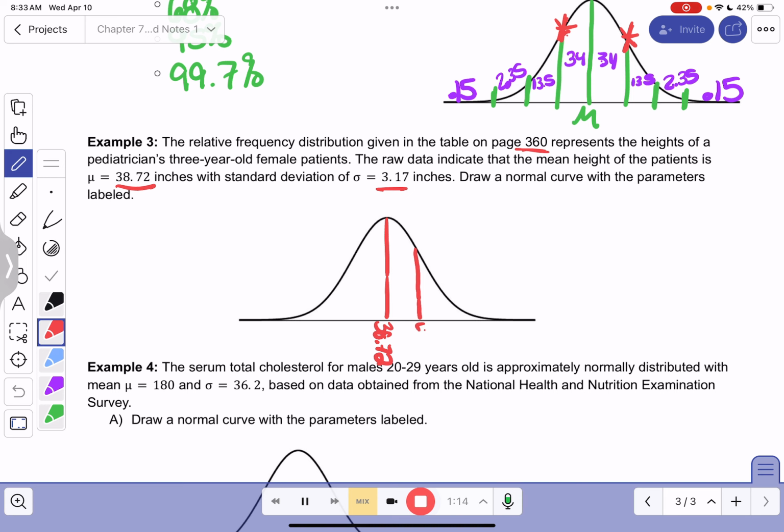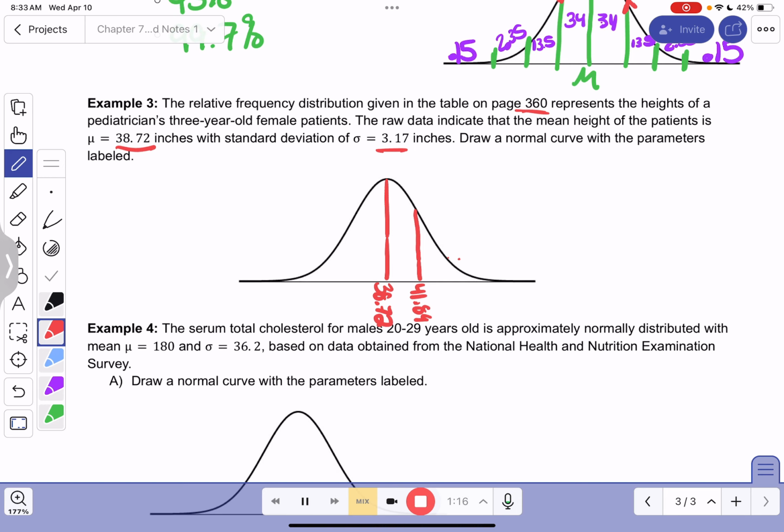So this becomes 41.89. This becomes 45.06. And this becomes 48.23. Then every time we go down, we subtract 3.17. So this becomes 35.55. This becomes 32.38. And this becomes 29.21. So that's our mean and standard deviations. And then when it talks about the parameters, you also want to put your stars for the inflection points. So that's the type of question you might be asked.